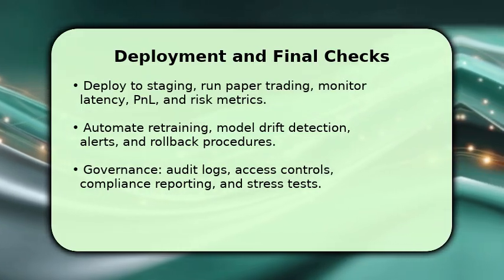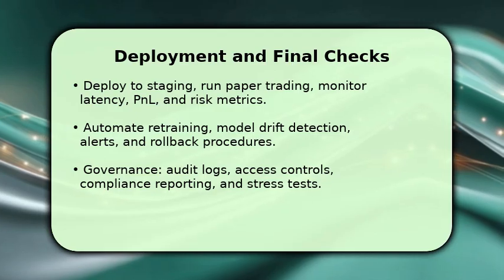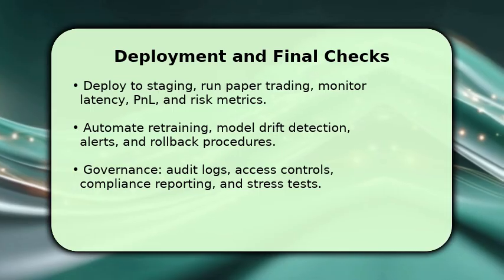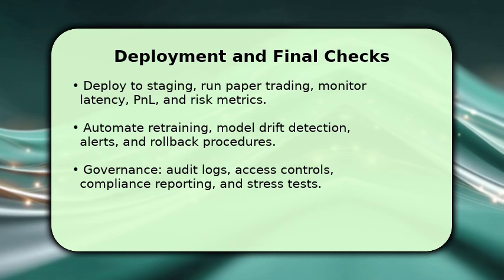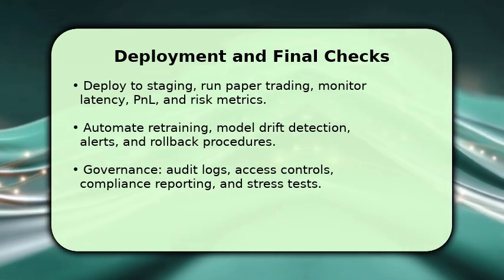Automate retraining schedules, drift detection, alerting, and a quick rollback path so deterioration is reversible. Implement governance, audit logs, access control, compliance reporting, and periodic stress tests. If live results deviate, check data pipeline integrity first.